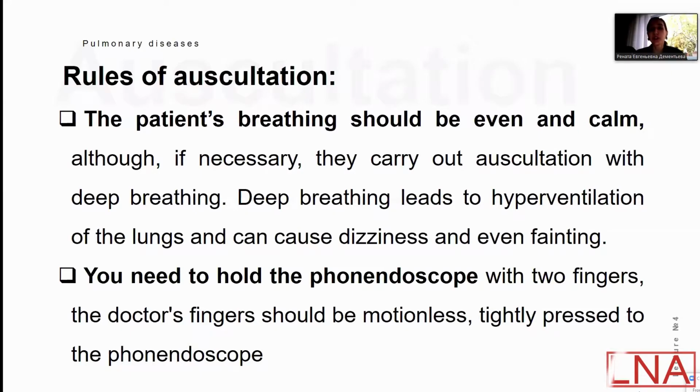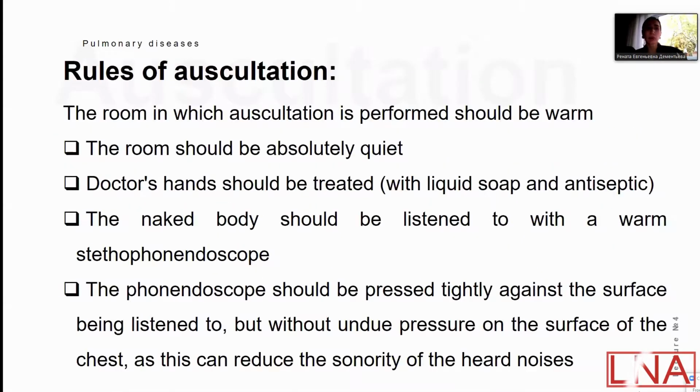Also, you need to hold the head of the phonendoscope with two fingers, and the doctor's fingers should be tightly pressed to the phonendoscope. These are the main basic rules of auscultation of the lungs.